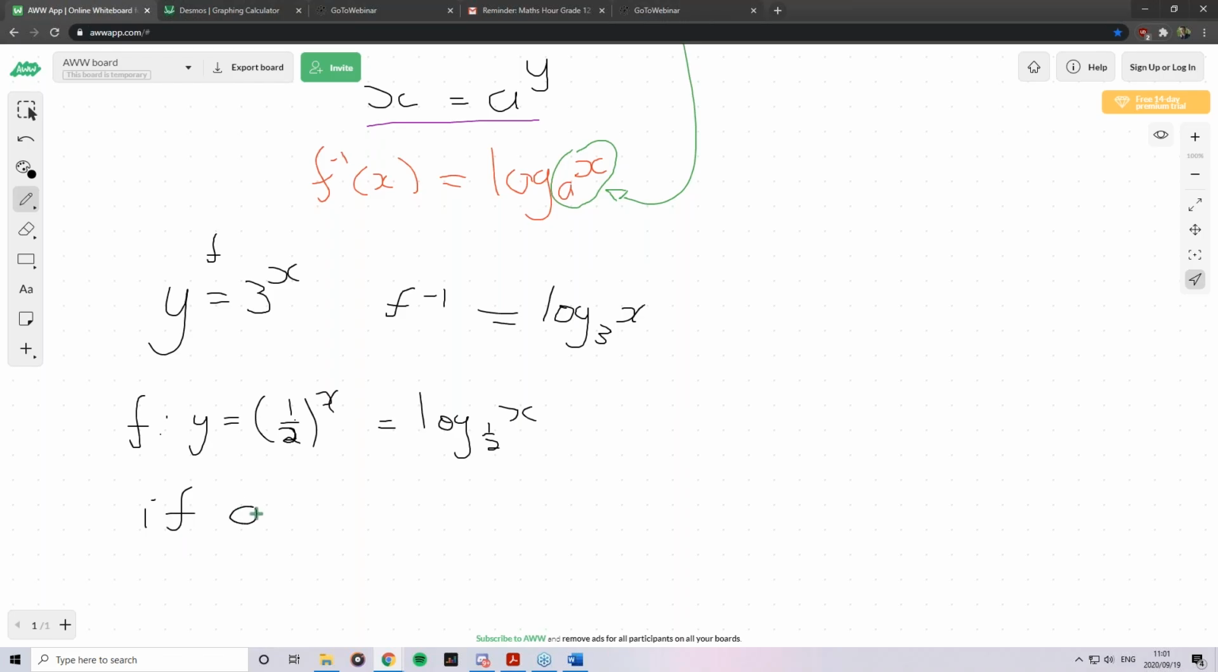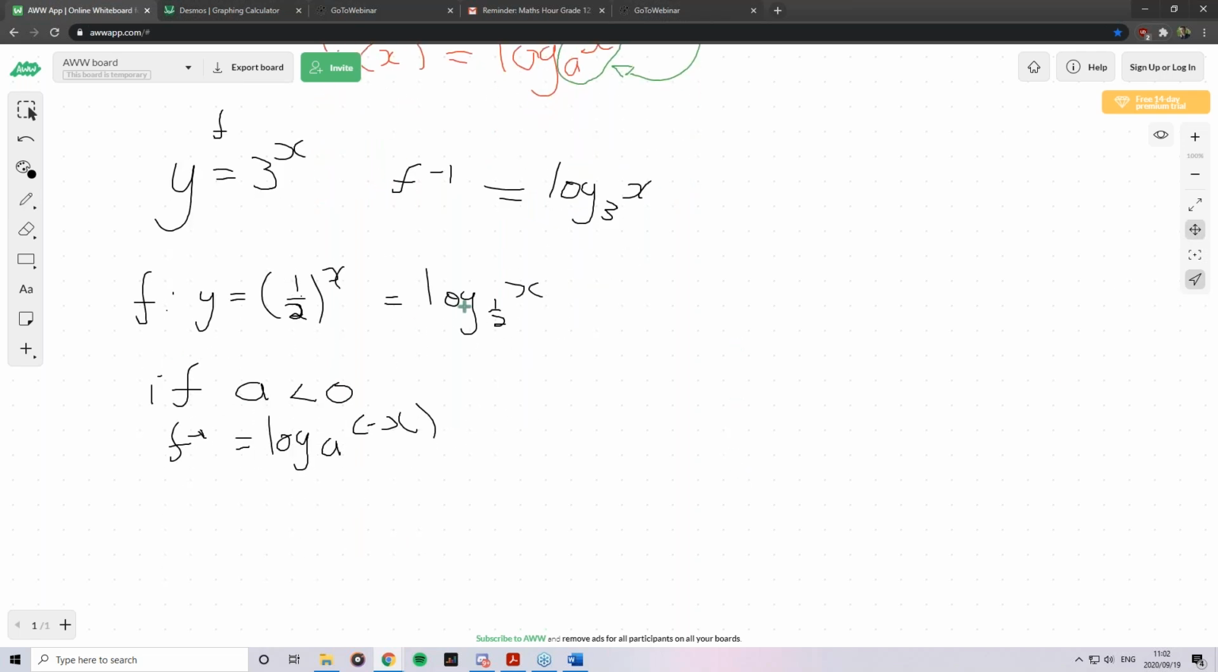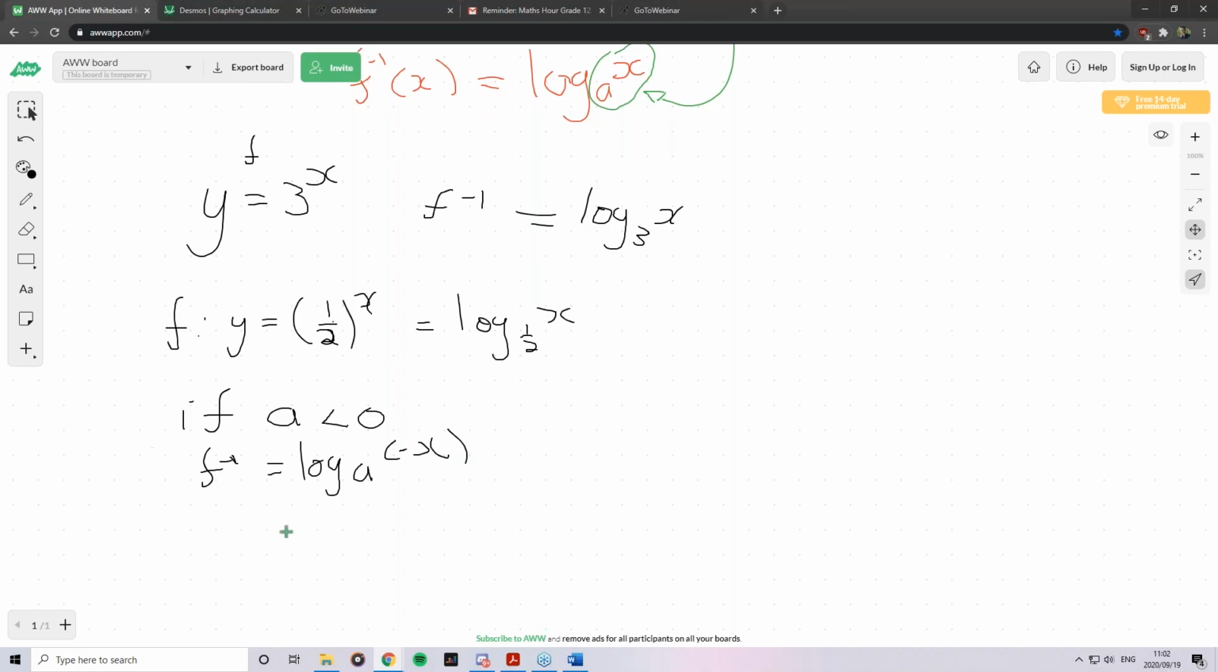Now, if a is negative, you can just write the inverse, f inverse, as log base a of minus x. This you can prove using the swap of x and y, but you can just remember this. If a is negative, it doesn't become log of minus ax, it becomes log base a of minus x. So if y was minus 3 to the x, let's say, then the inverse is equal to log base 3 of minus x. That makes sense.